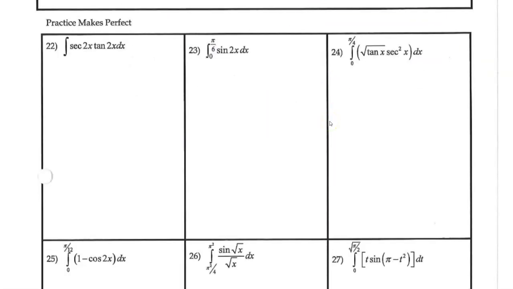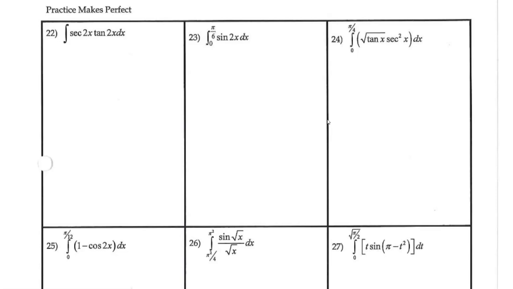All right, last two questions of the day. So let's look at secant 2x tangent 2x, and then the square root of tangent x secant squared x.